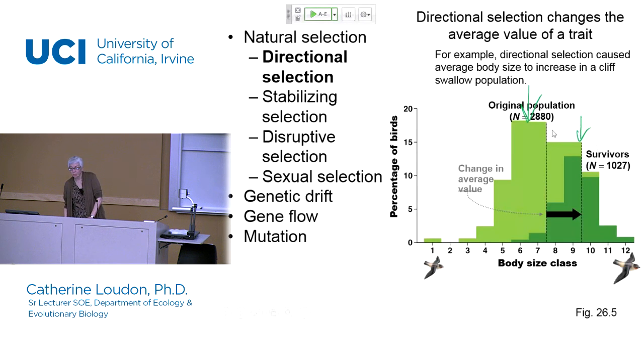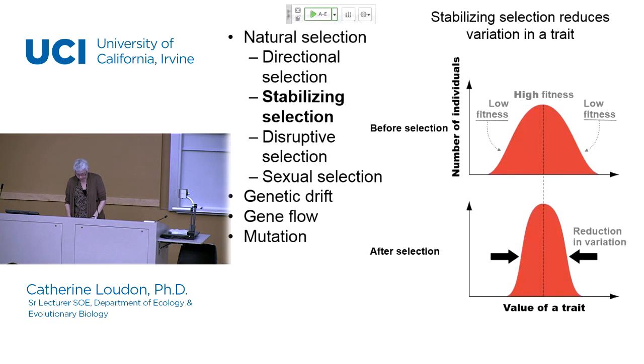And notice that the population size has changed as well. We've gone from almost 3,000 birds to about 1,000. The population size changes are not a necessary part of the argument. What's important is how the distribution pattern shifted. Now we'll move on to the next example, which is stabilizing selection.